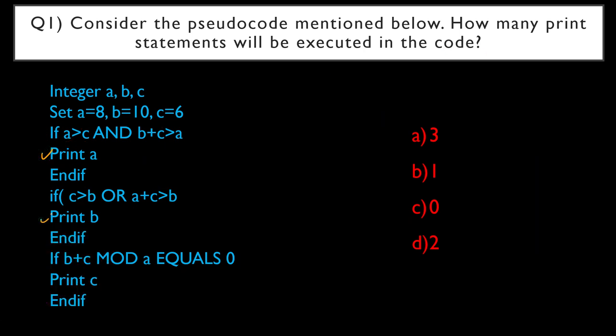This is the first, this is the second, this is the third, and hence option A is the correct answer. All the 3 print statements are executed. So this is very easy. Some students get afraid because there are a lot of lines, so you don't need to worry. Let's go to the next question. So for this question, A is the answer.